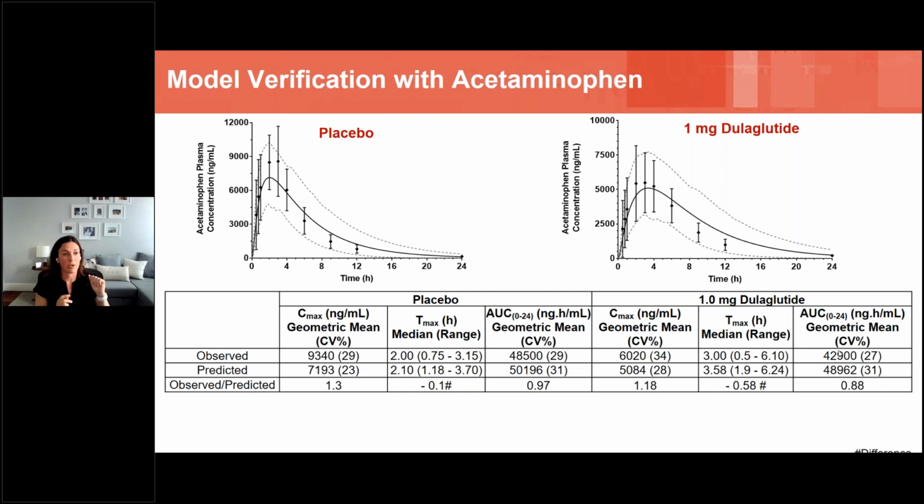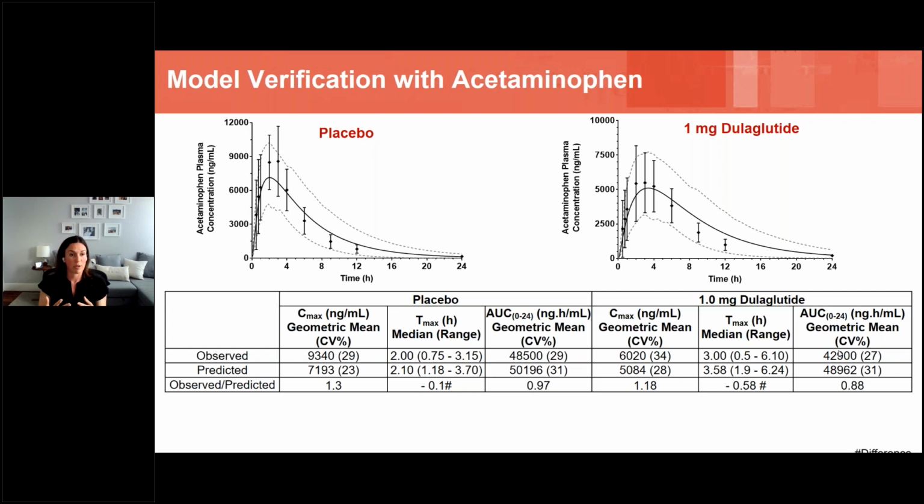The concentration time profile is shown on the graph on the top left. I'm going to present a few of these graphs, and usually these graphs have the line representing the mean predicted concentration time profile. The dashed lines are the 5th and 95th percentile, and the dots with the error bars represent the observed concentration time profile in the individuals in this study. So this is the data from the dulaglutide study. On the left, we have the placebo, and on the right, we have 1 milligram dulaglutide.